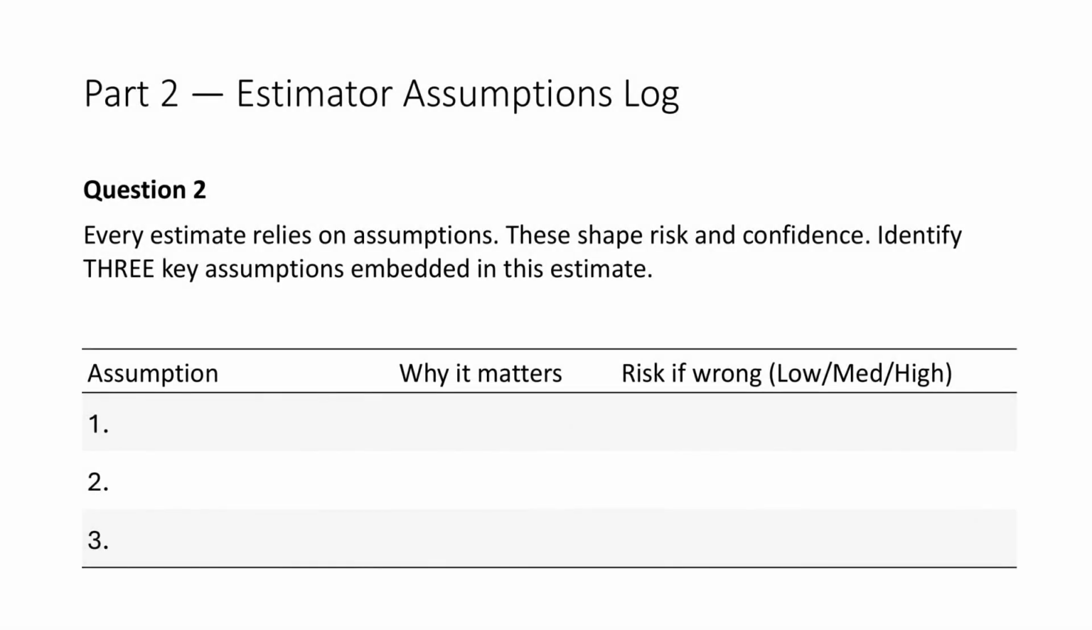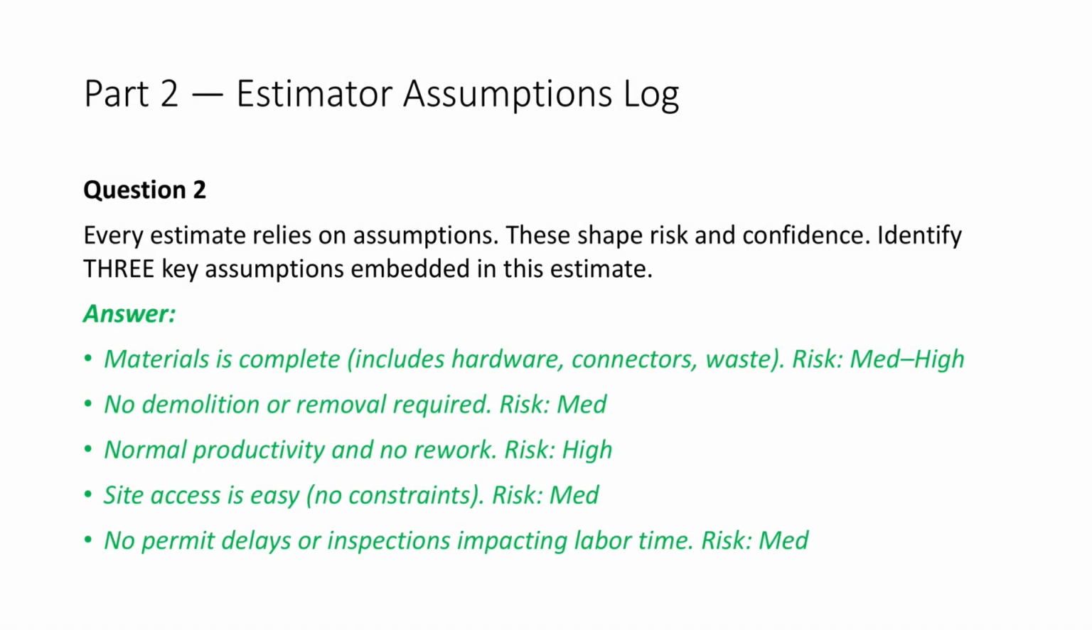Part 2, Estimator Assumptions Log. Question 2. Identify 3 key assumptions embedded in this estimate. Explanation. Good estimators don't just price numbers, they identify assumptions. Some key ones here include: the materials allowance is complete and includes fasteners and waste. No demolition or removal is required. Productivity is normal, with no rework. Each of these carries risk, especially productivity, which is one of the most sensitive variables in estimating.